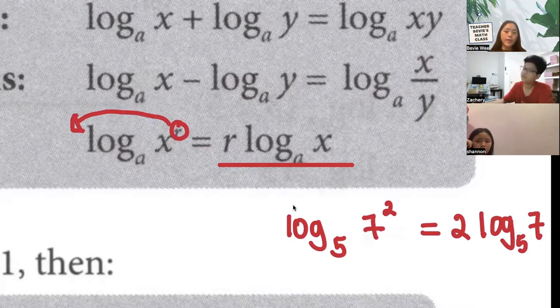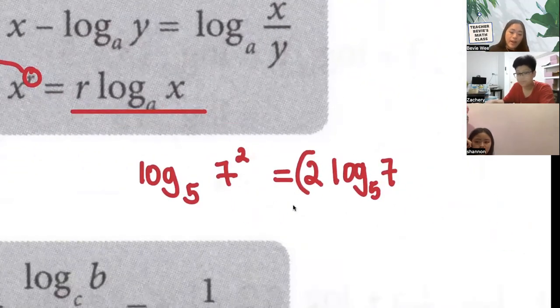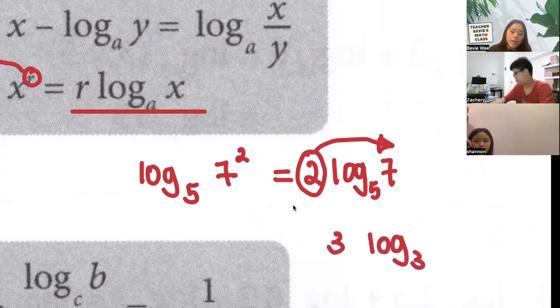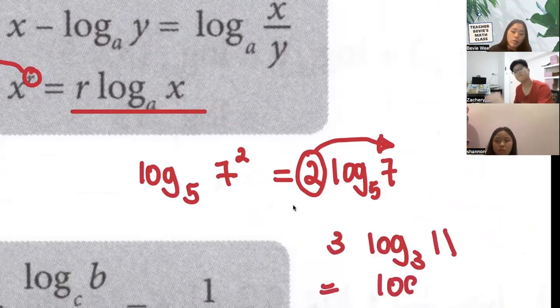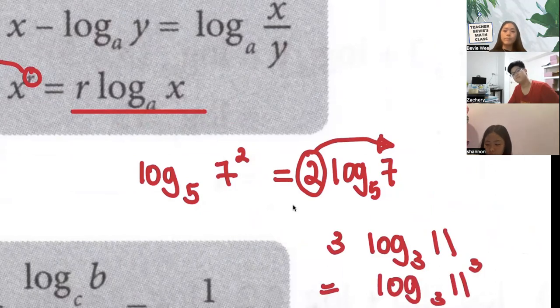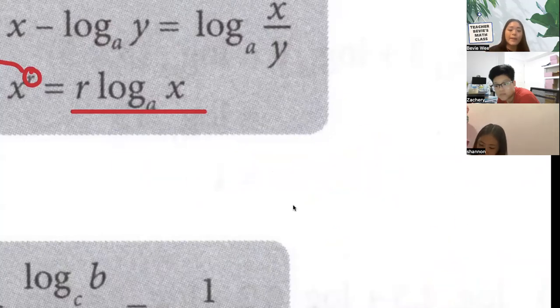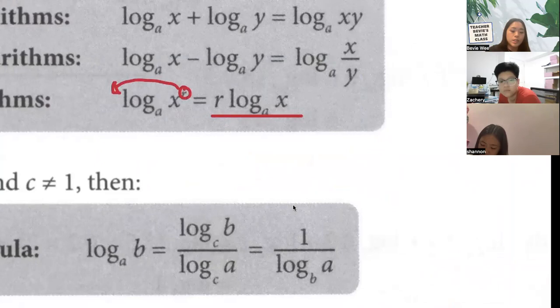Okay, vice versa. If I have something like this, I can also pull it back. You can do the other way round as well. So if I tell you 3 log 3, 11, I can rewrite this as log 3, 11 cubed. Also can. Okay, power law, really nothing much. It's very simple. You just have to pull the power up and down, depending on the question.